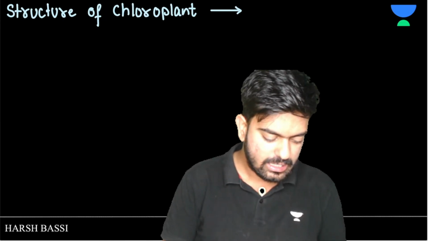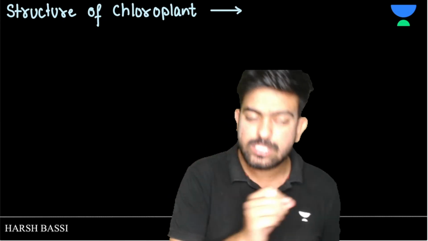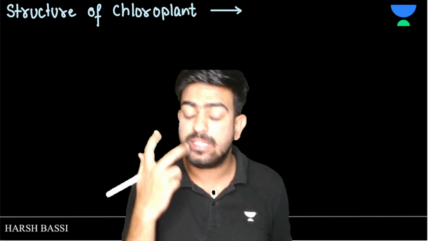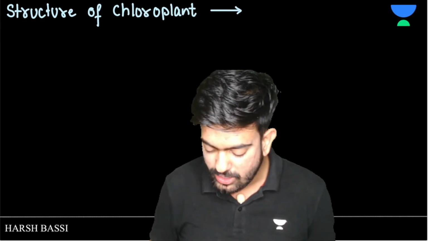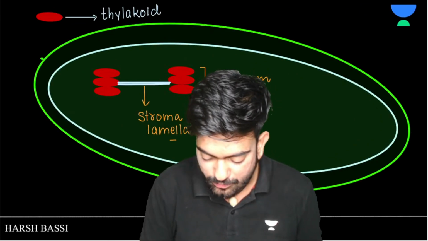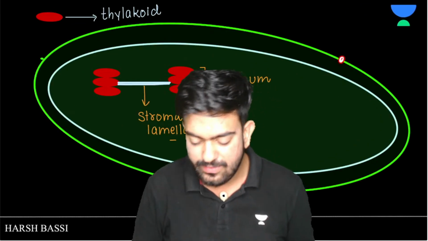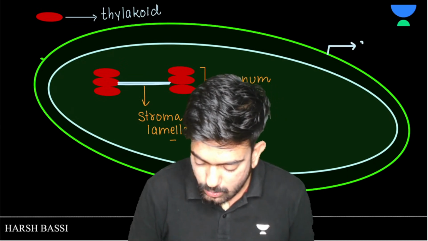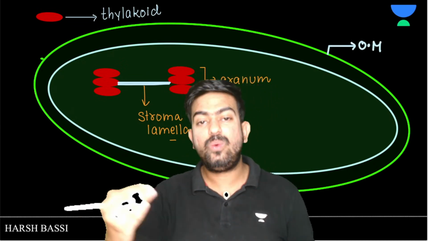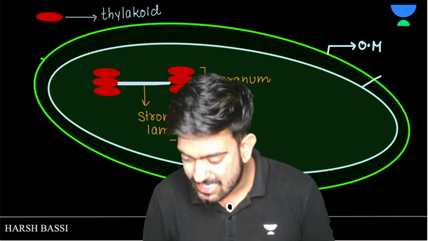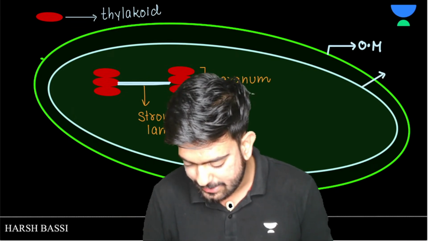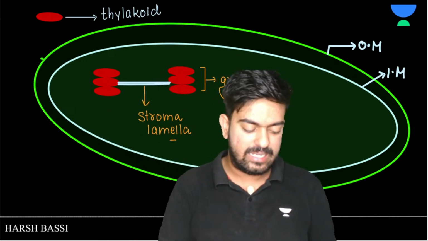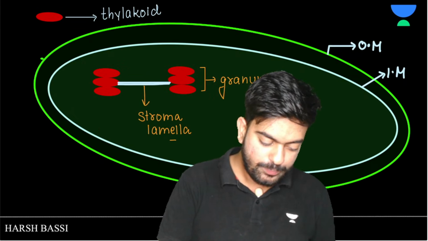Clear to everyone? Great. Now, this plastid, which is the chloroplast, has a double membrane. The first one, this green one, is the outer membrane. And the inner one is known as the inner membrane. Clear? Great. I don't think you have any doubts in this. The outer membrane and the inner membrane. Yes or no? Yes, sir.